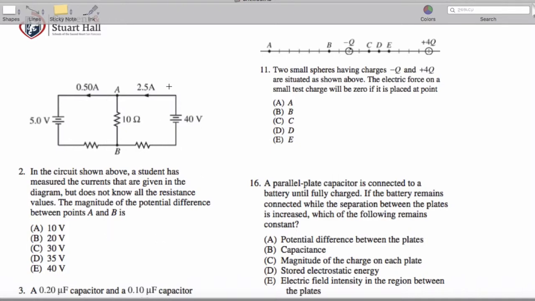Let's see. We know also that since there's 2.5 amps here and only 0.5 amps here, 2.0 amps has to go down here, because this 2.5 amps splits off into the 2.0 amps here and the 0.5 amps there. That's how current works. It splits off into those two pieces. So what that means is that we're going to get 20 volts going across the 10 ohm resistor. And again, that's because this 2.5 amps splits off into the 2.0 amps here and the 0.5 amps there.